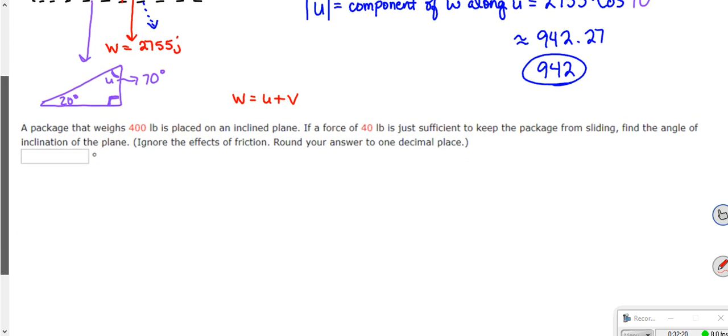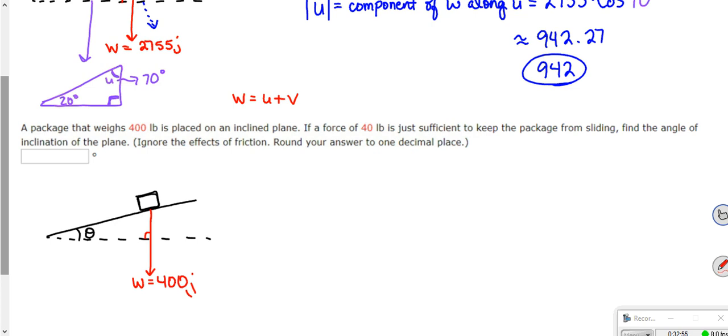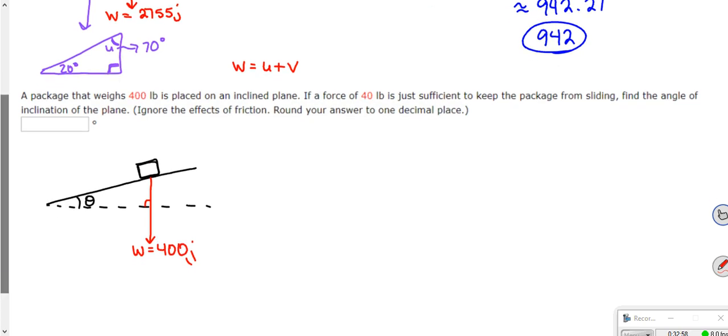Okay, so hang with me. Again, let me try to draw a sad picture. So here is horizontal, and here is my inclined plane. We are trying to find theta. Here is my sad little package, and the package weighs 400 pounds. So this, perpendicular to the horizontal ground, is my weight, which is 400. That's my J component. And of course, that's also a dead spot in my board. It's Murphy's Law.